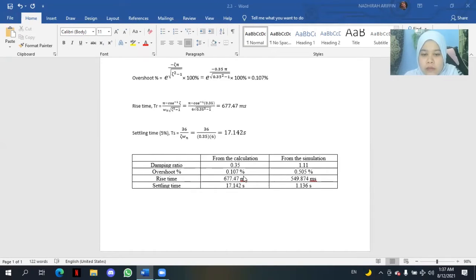The rise time is 677.47 millisecond for the calculation, and the simulation is 549.874 millisecond. And last, for the settling time, from the calculation we get 17.142 seconds. Then from the simulation is 1.136 seconds.